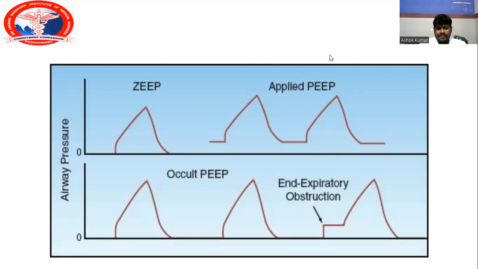Then occult PEEP. Occult PEEP is nothing but intrinsic PEEP. In intrinsic PEEP, airways do not completely empty during expiration. Then the alveolar pressure remains positive even though the inspiratory pressure falls to zero, nothing but end expiratory obstruction. This is the graph showing flattening and expiratory obstruction, most commonly occurring in chronic obstructive pulmonary disease as well as bronchial asthma.